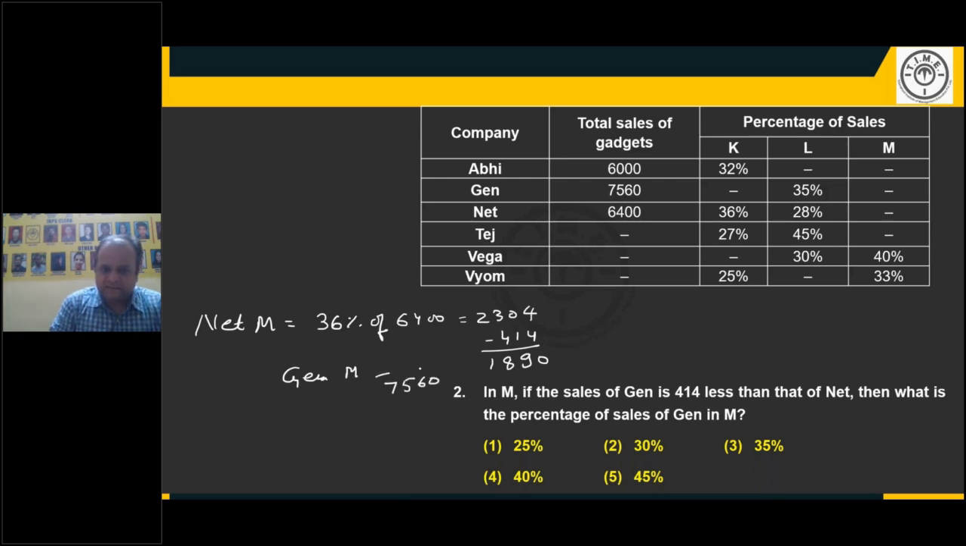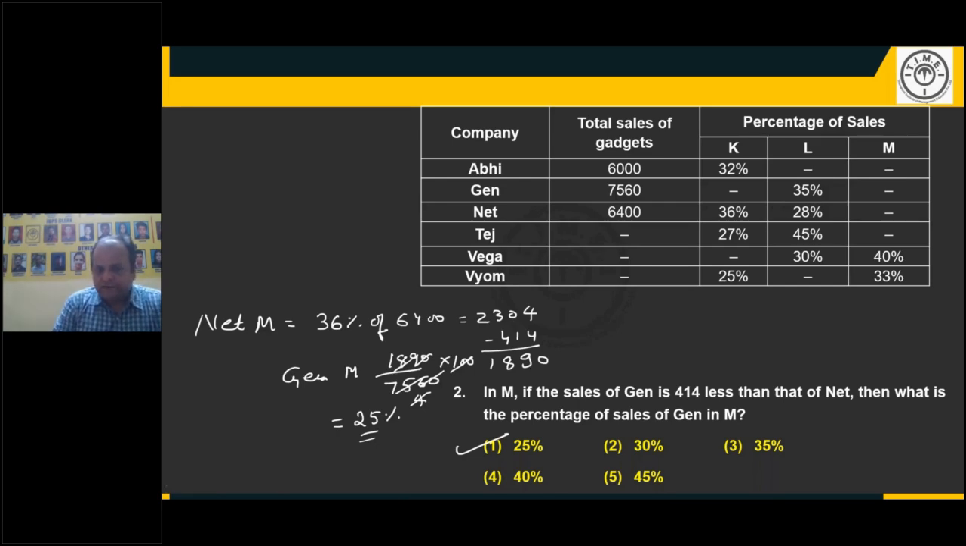So Gen's total sale is given to be 7560. This is the total sales. And what is 1890 of 7560? If we solve this, you'll see the answer comes out to be 25%. Because the 0 gets cancelled out, and 189 into 4, the 4 cancels this at 25 times, the answer would be 25%, which is option number first. I hope it is clear.